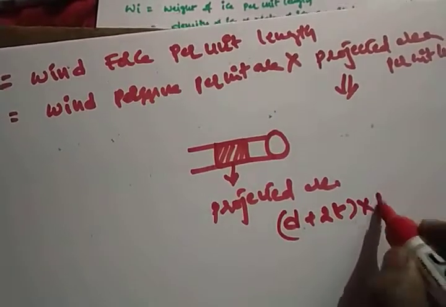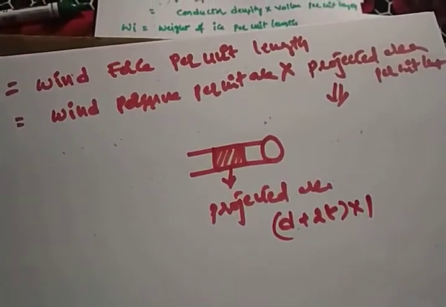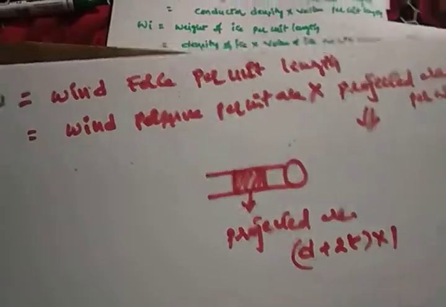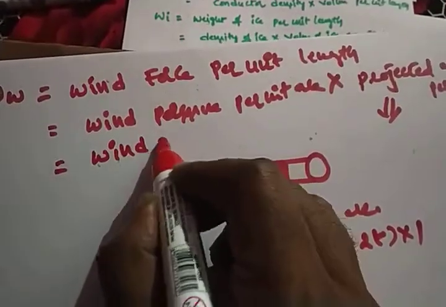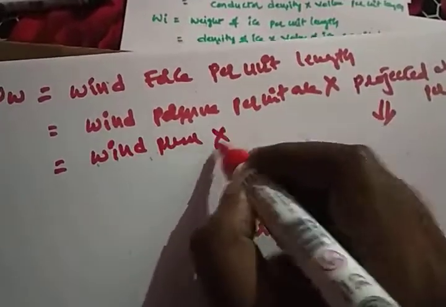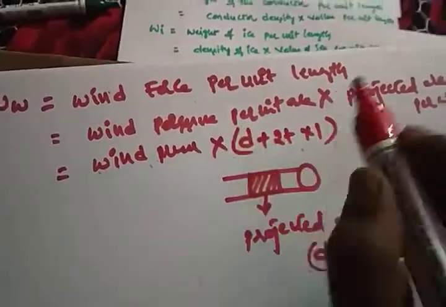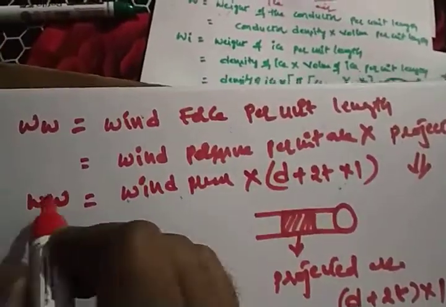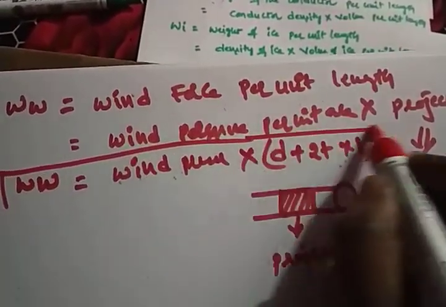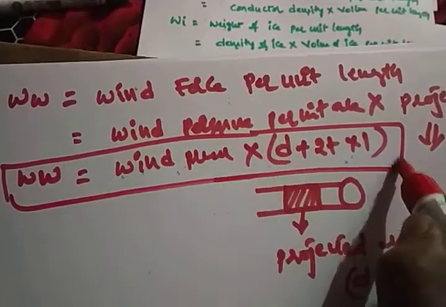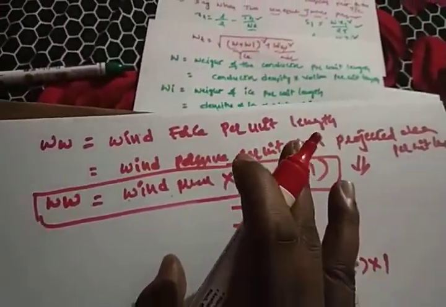Per unit length, that is 1. Area means length into width, right? So d plus 2t into width, substitute here. So if the wind pressure is given, you apply wind pressure into (d plus 2t) into 1. This is one more formula to find the wind weight. And these three formulas are very, very important to solve problems like in GATE.